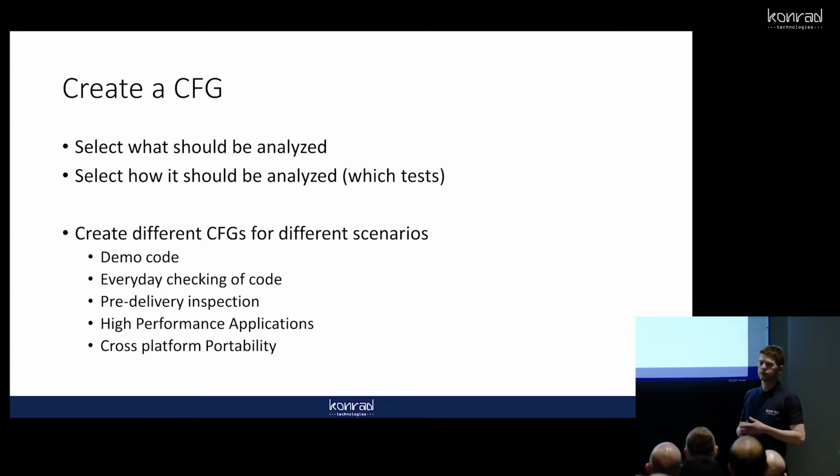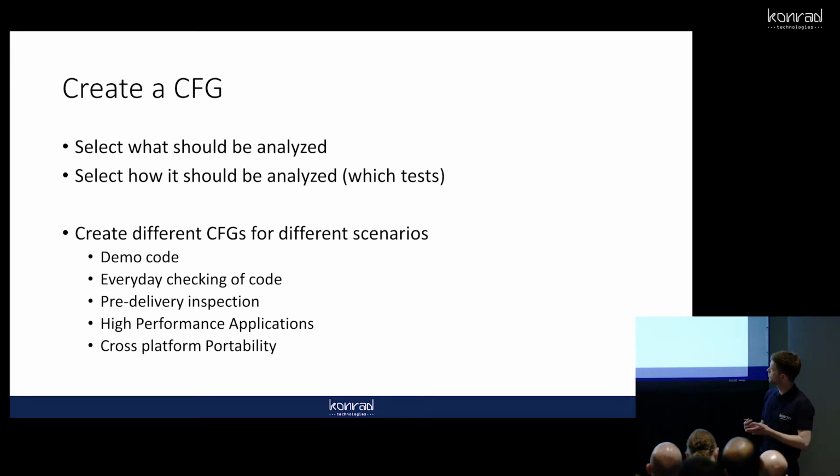We can do what's called creating a configuration. This is going to help us reduce the false positives, reduce the noise. We'll talk about the workflow a little bit later, but let's reduce the noise and the false positives by selecting what should be analyzed and how it should be analyzed. So we're selecting which tests are important to us and how those tests are going to be performed. So we can create configurations of tests, lists of tests that run.